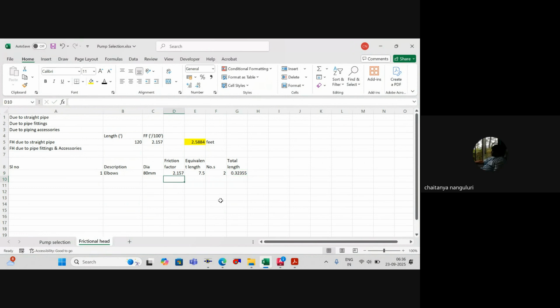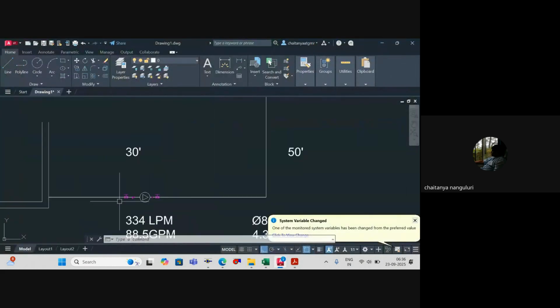Coming to the second one, I've got the butterfly valve. Agree? Butterfly valve. Dia is again 80 mm, that's 3 inches. Now I have to calculate how many are there. One at the inlet, one at the outlet. You agree? Two.